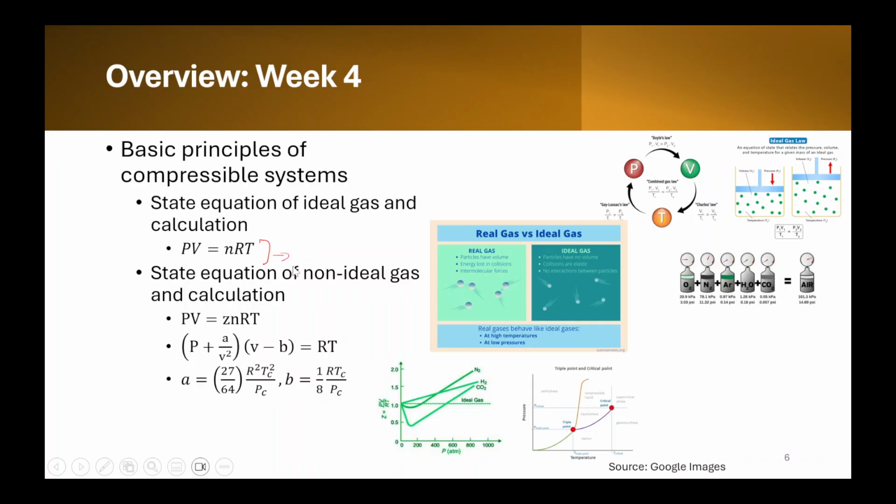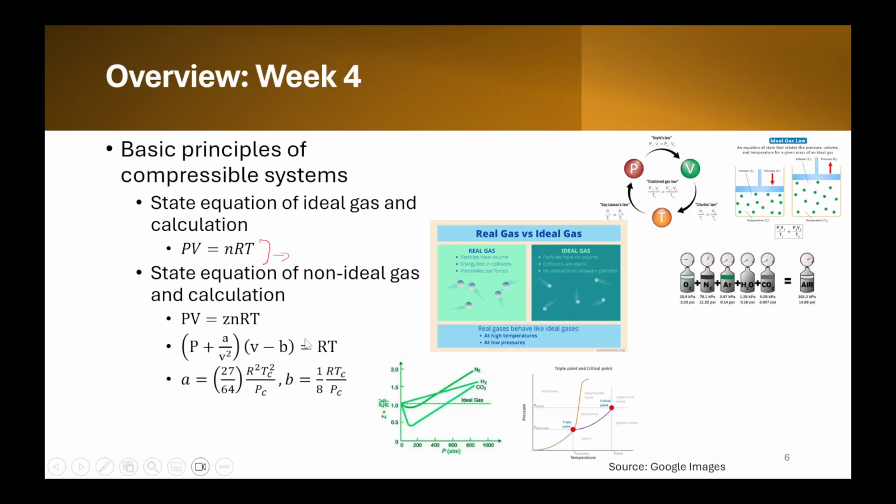The equation describing the behavior of such ideal gases is the ideal gas equation given by this expression. So PV is equal to nRT. Pressure into volume is equal to number of moles into the universal gas constant into the temperature. And different expressions of your universal gas constant in terms of different units were also discussed. Then we looked at the state equation of non-ideal gas in calculation.